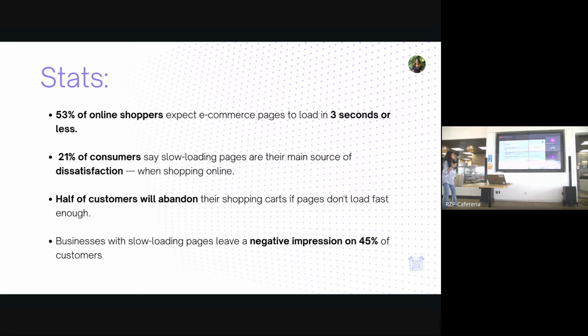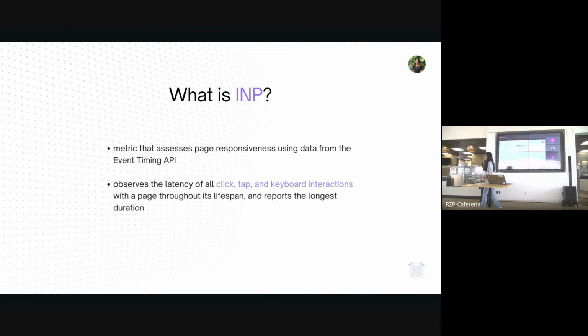You can see 53% of online shoppers expect an e-commerce page to load within 3 seconds, or else they are dissatisfied and will just drop off from that website. 21% of customers say slow loading pages are the main source of dissatisfaction, due to which they drop off from a website. Half of the customers will abandon their shopping carts if, again, it's not fast. And if pages are slow, at least 45% of customers drop off from the website. So obviously, no business would want that, right? That is why Core Web Vitals come into place.